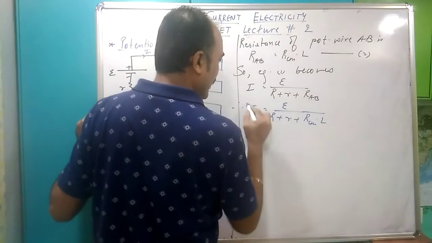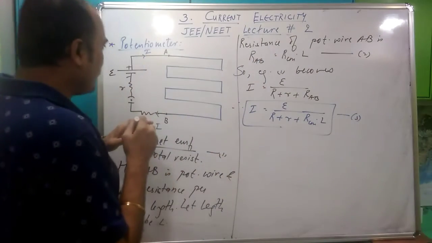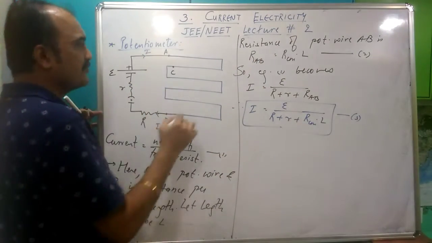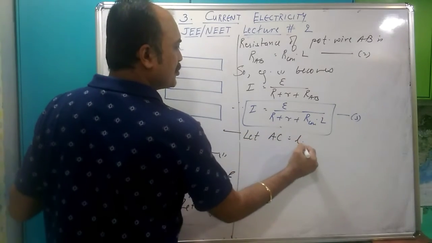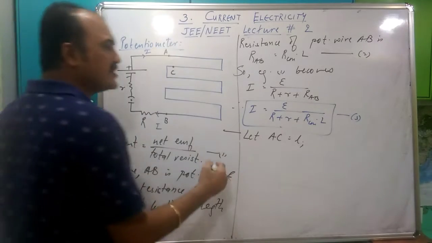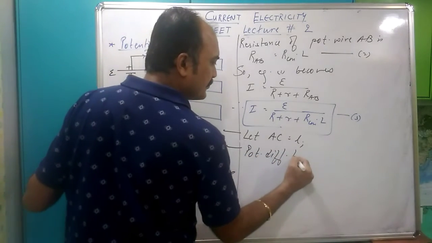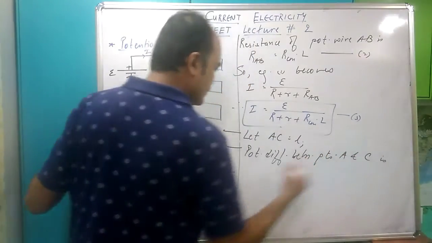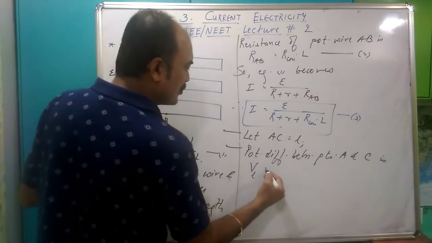Now, let us say somebody picks a point, let us call it C. Pick a point C, and let the distance AC be small l. So what are we supposed to find? We're supposed to find the potential difference between A and C. The potential difference between points A and C, we'll call it VL. You can call it epsilon L as they have called it in the textbook.